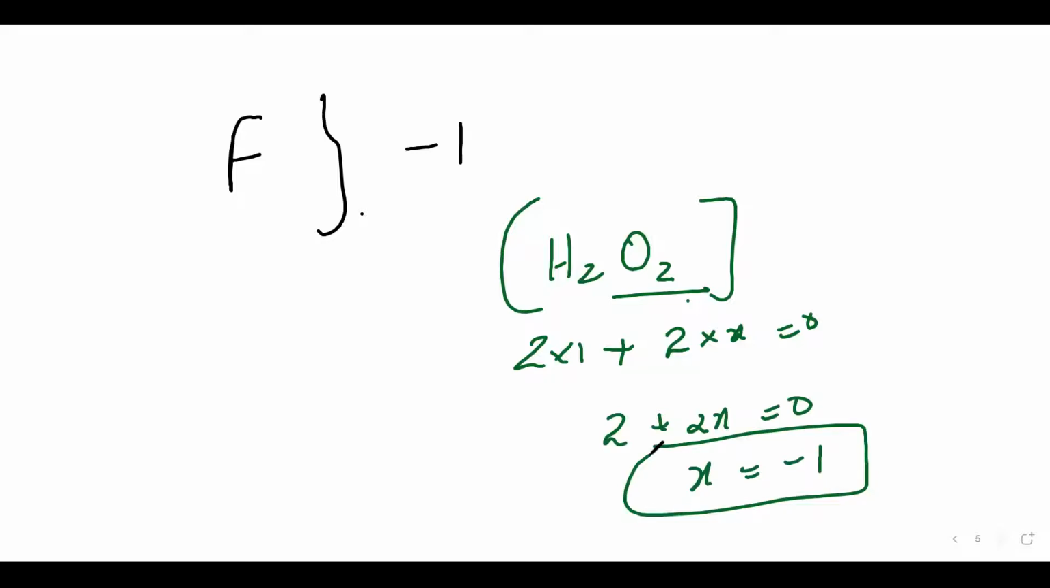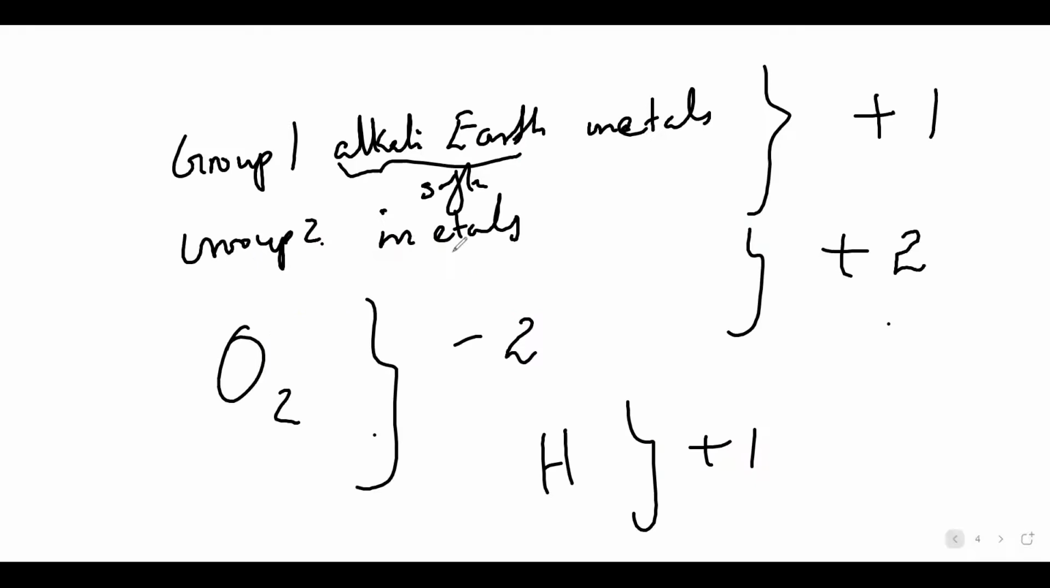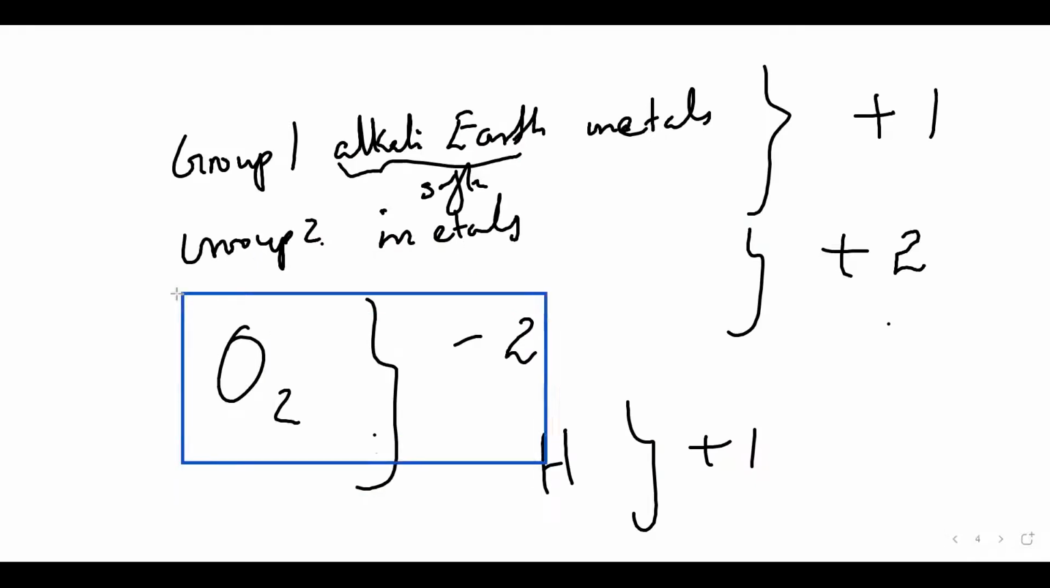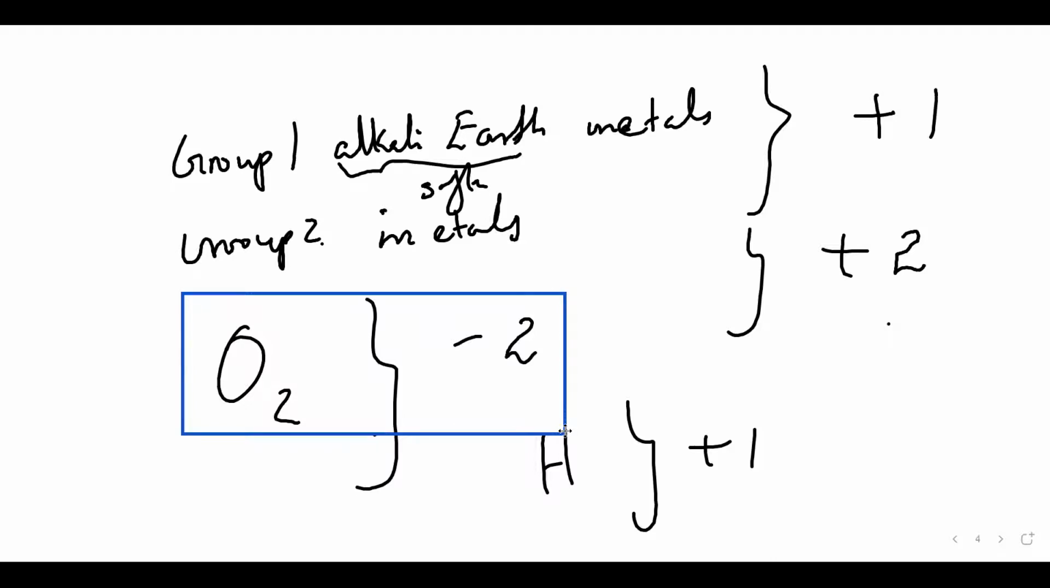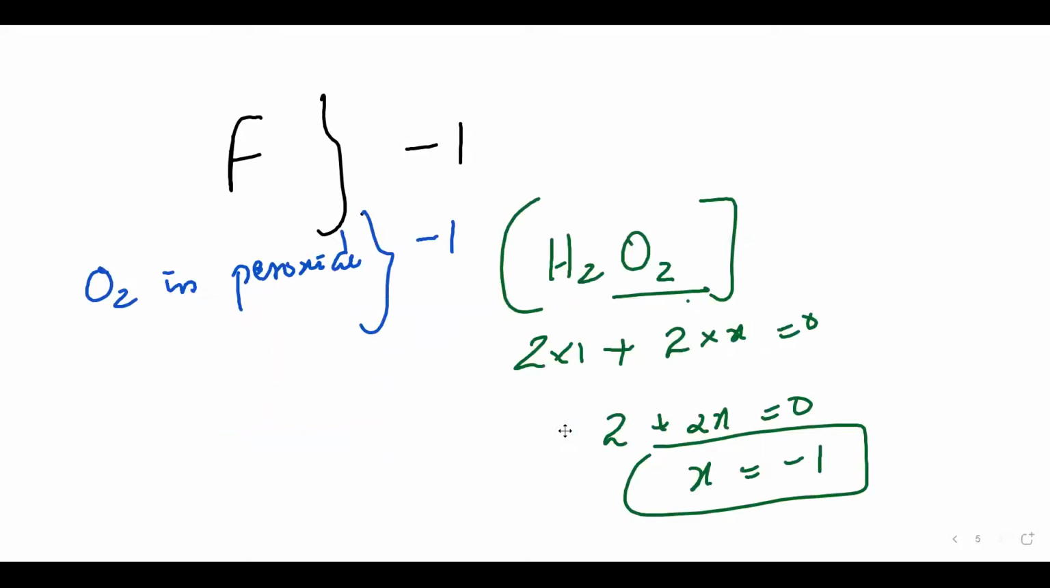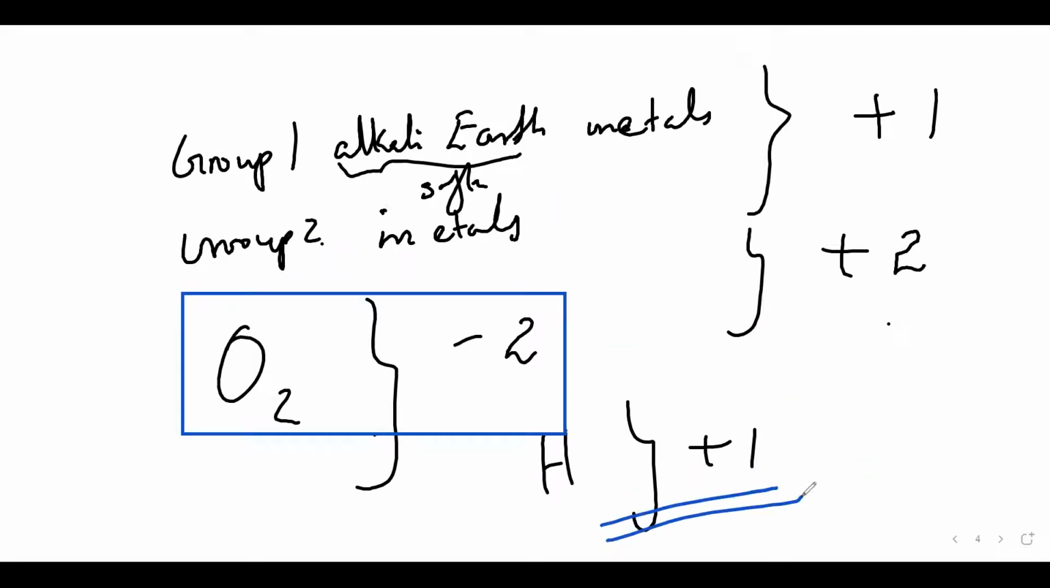So oxygen in peroxide, hydrogen peroxide or any peroxide, the value is -1. But usually the value is -2. You got the point. So we got exceptions. They can ask this in the entrance. Hydrogen also, I told you, is +1. But again, there is an exception for hydrogen also. Hydrogen in metal hydride is -1.